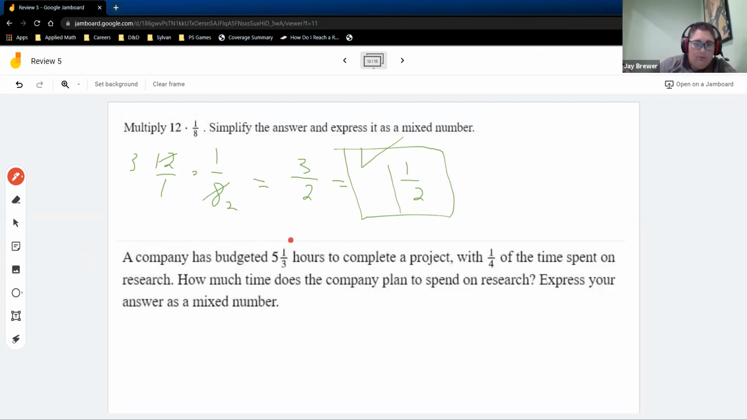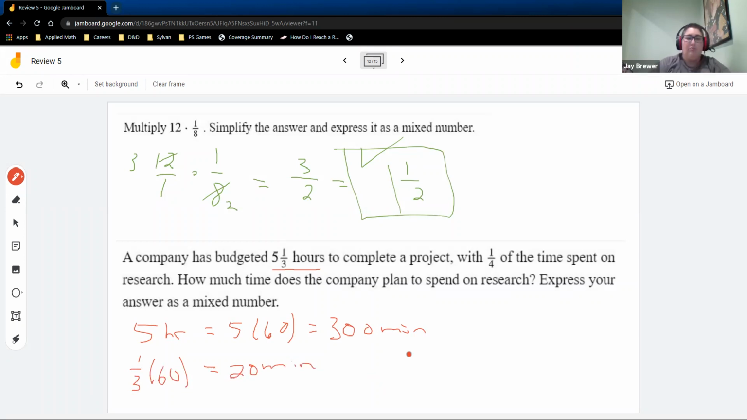So here's what we need to figure out first. What's important? Well, we know it's 5 1/3 hours. Well, I mean, that's great to know, but how does that really help me? So what we're actually going to do is we're going to change that 5 1/3 into minutes. And then we can go backwards later on. So 5 hours, well, 1 hour is equal to 60 minutes. So if we take 5 times 60, we know that 5 hours is equal to 300 minutes. Okay. And then 1/3 of 60, that's actually equal to 20 minutes. So our total amount of time on this project is 320 minutes.